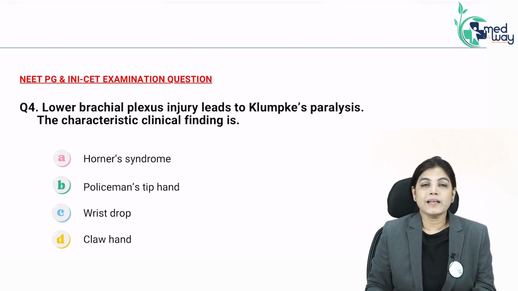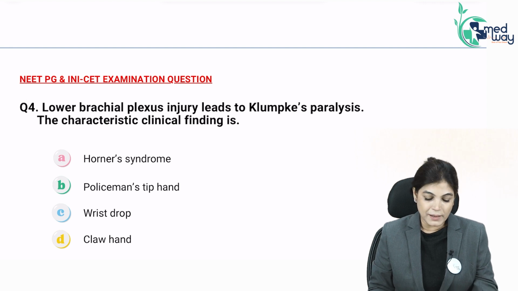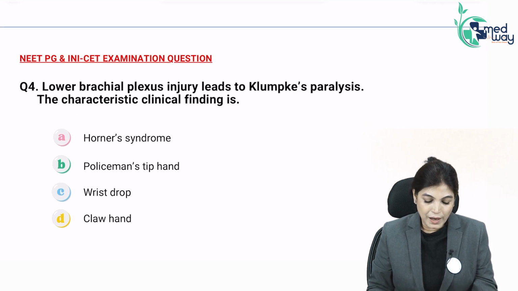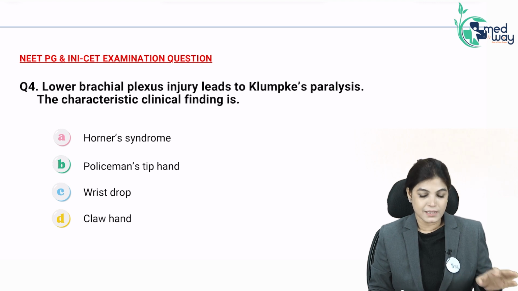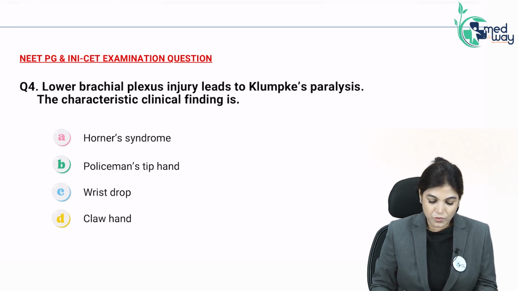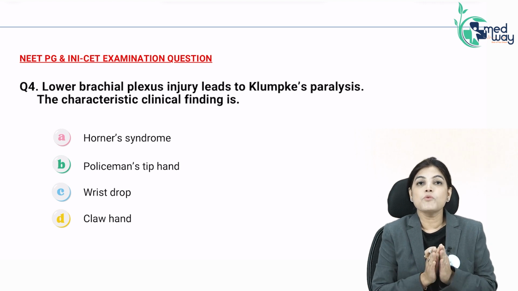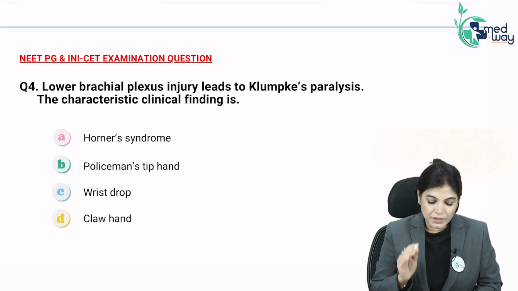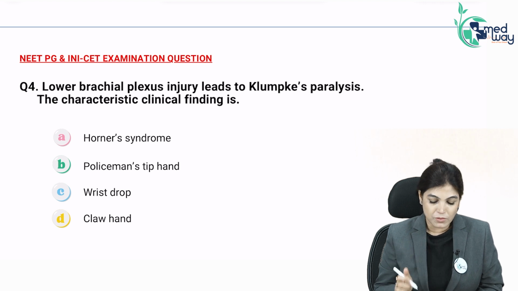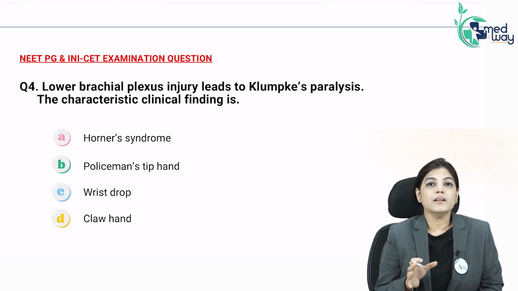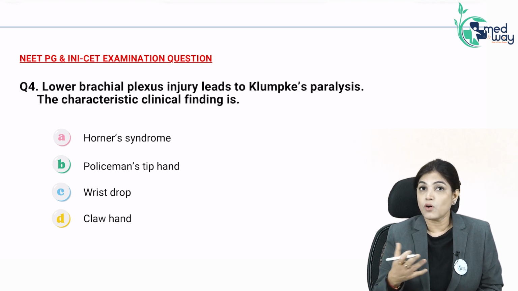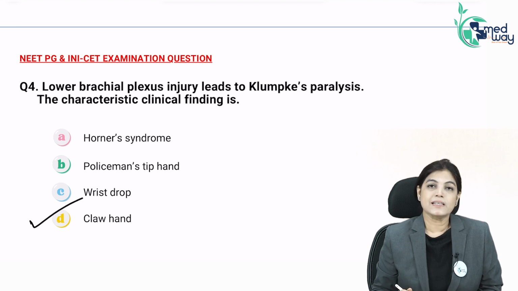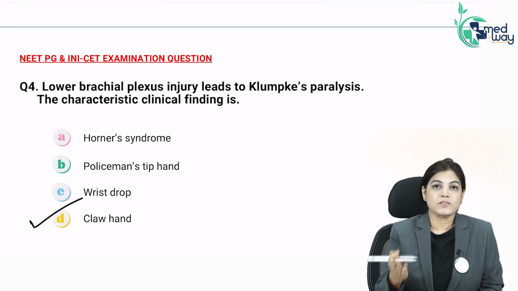Now, my dear students, let's solve an MCQ related to this topic of injury of brachial plexus. Let me read it for you. Lower brachial plexus injury leads to Klumpke's paralysis, and the characteristic finding seen in Klumpke's paralysis is: the options are Horner syndrome, policeman tip hand, wrist drop, claw hand. We have to choose the most appropriate and correct answer. The doubt is between Horner syndrome and claw hand, because both are present in the lower trunk brachial plexus injury. But Horner syndrome is also present in other injuries, since sympathetic innervation is involved. But claw hand is more specific to lower trunk brachial plexus injury.